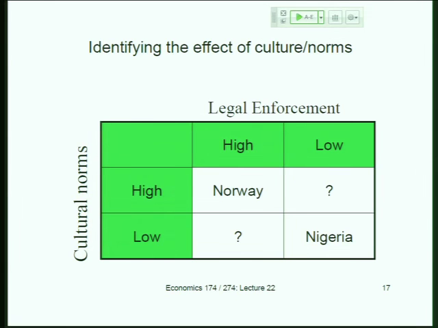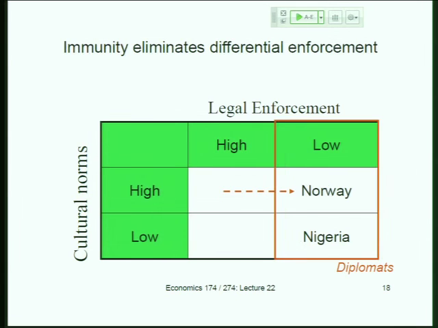So we have very different outcomes. But this makes it hard to figure out what is going on. So what's nice about the diplomatic case in New York City is now all of a sudden the Norwegian diplomats are over here. They're now acting in a setting where they can park on the street illegally and not pay their tickets. There's no legal enforcement. And the question is, do they? So when the Norwegian and Nigerian diplomats get the chance to break the rules, which of them breaks the rules?